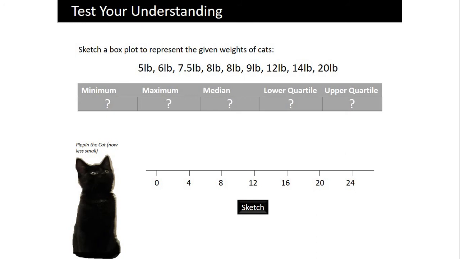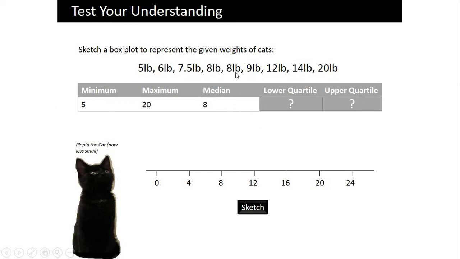So let's test your understanding then. You may also be given a list of values and be asked to draw a box plot. So we have to note down the minimum and maximum values. Well, we can see those quite easily are 5 and 20. We need to work out the median and the lower quartile and upper quartile in the same way that we did in the previous lesson. So the median then is the middle value. So this will be the 8 here.